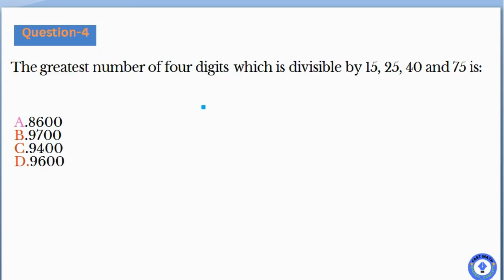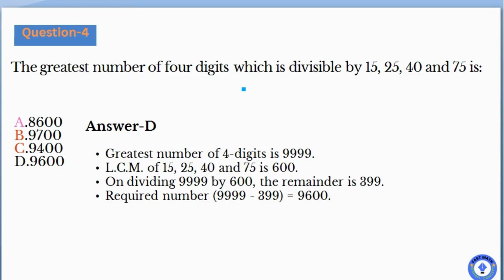The greatest number of 4 digits which is divisible by 15, 25, 40 and 75. What is the greatest number of 4 digits? You might know that is the highest number. We can directly know that 9999 will be the highest number. We are doing this way. Let's move to the shortest way after understanding the concepts. This is 9999.